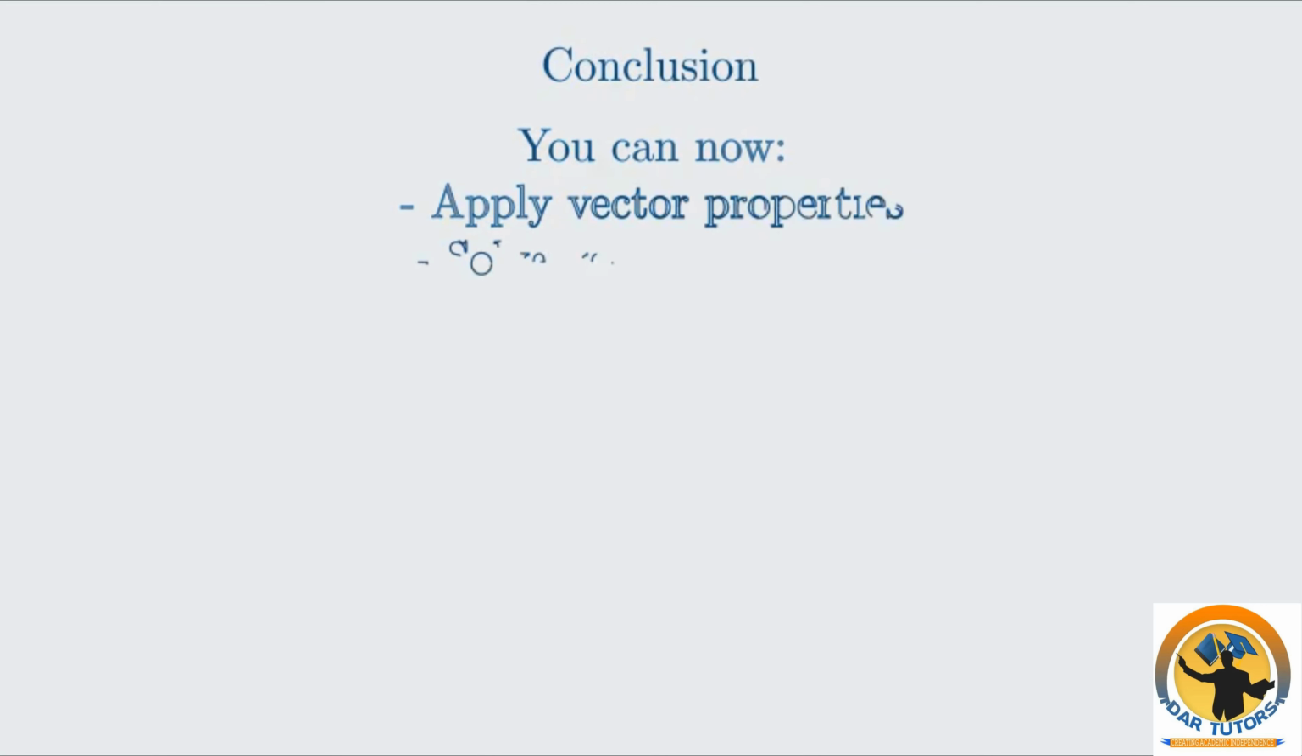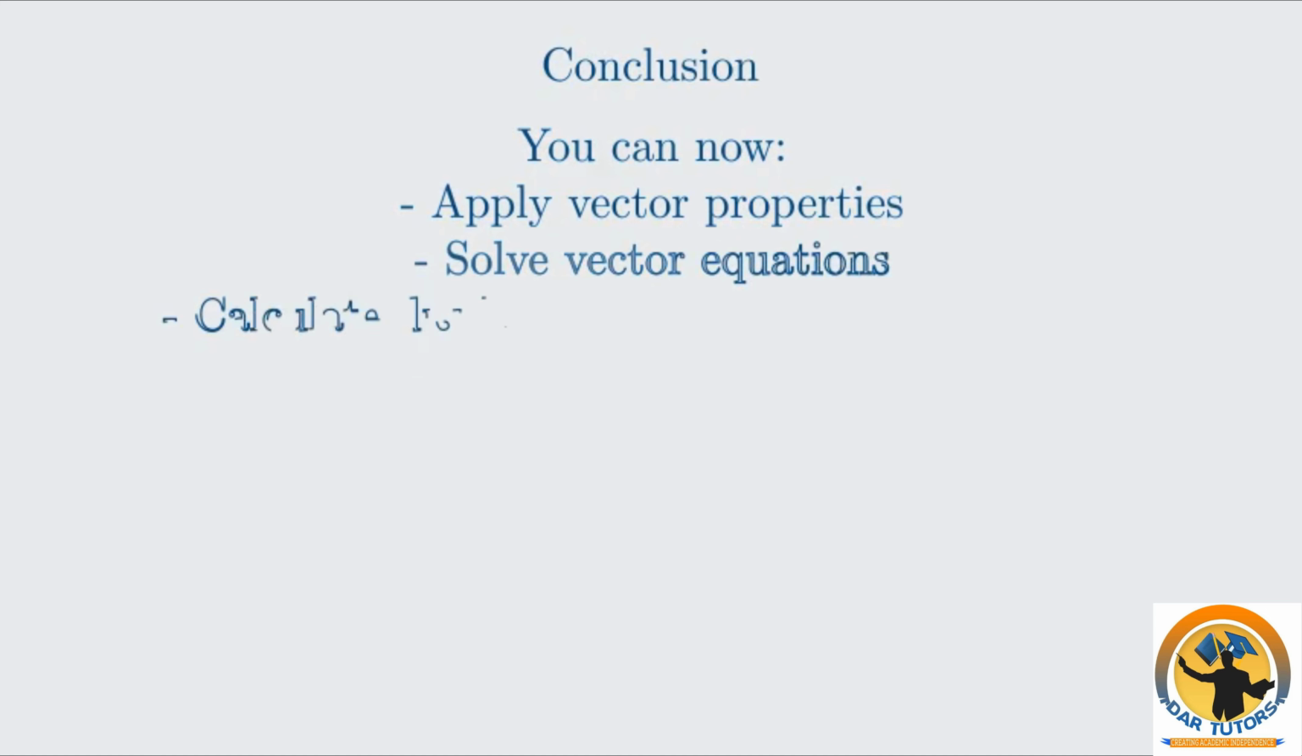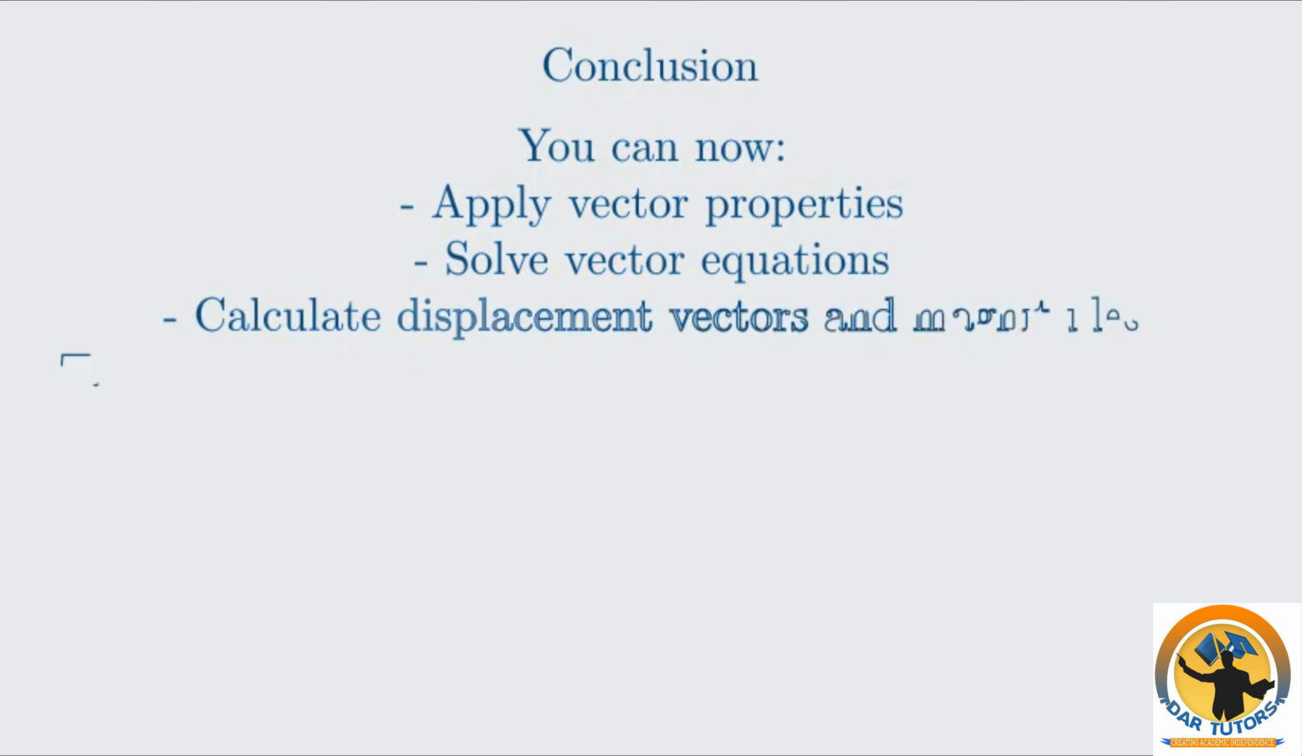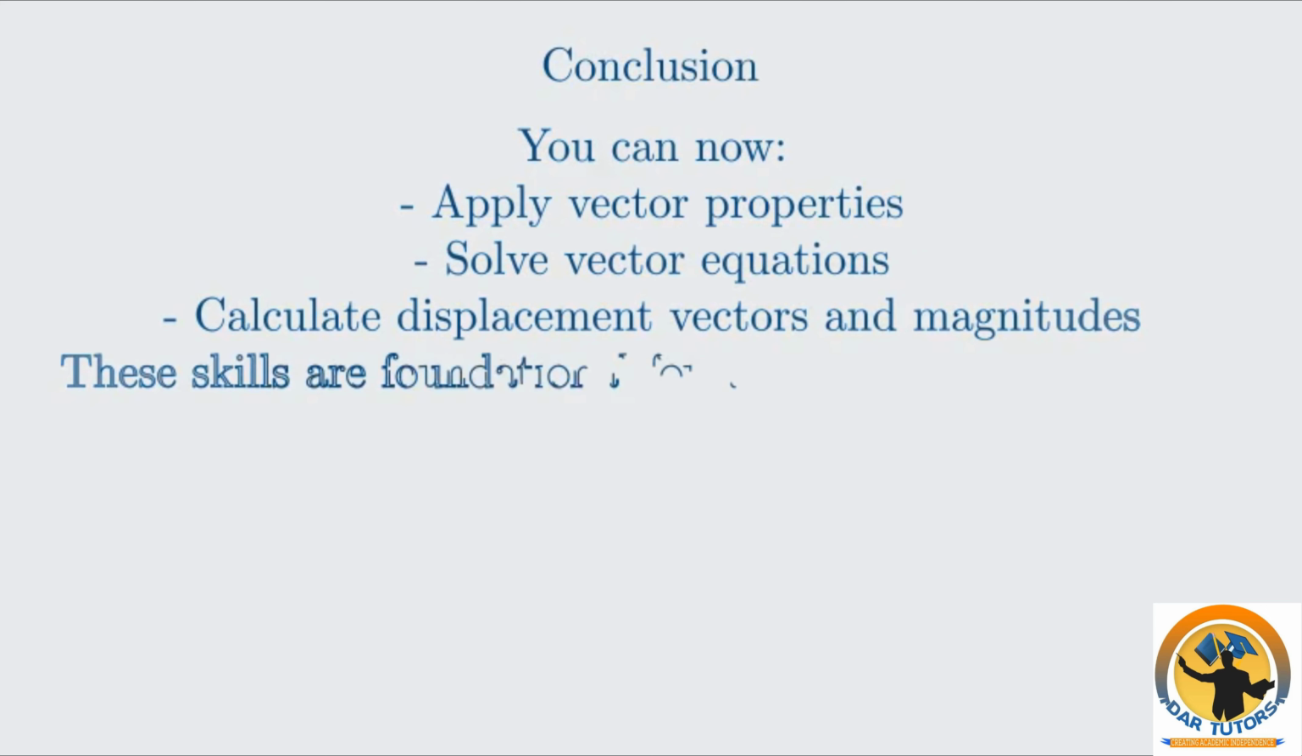You are now equipped to understand and apply the key properties of vector operations, solve vector equations, and calculate displacement vectors and their magnitudes. These skills are foundational for more advanced topics in vector geometry. To solidify your understanding, here are 5 practice questions in the style of IB assessment. Pause the video, work through them, and then resume to see the fully worked solutions.